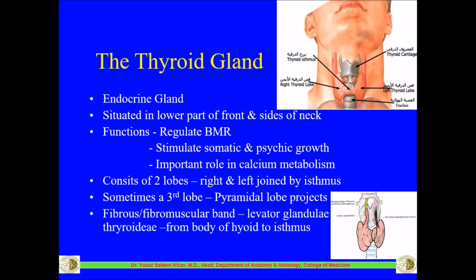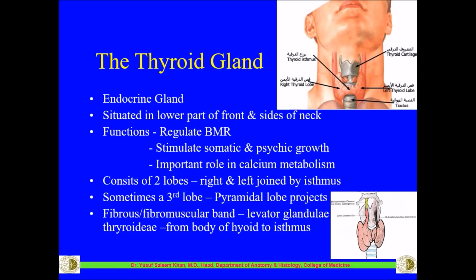This gland is in connection with the hyoid bone. If you can see, this is the hyoid bone here. On the top, just below the thyroid cartilage, will be the hyoid bone, and this hyoid bone is connected with the gland by a fibrous septum or band. This is called the levator glandulae thyroidae.